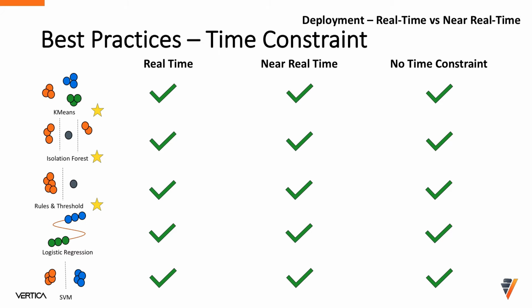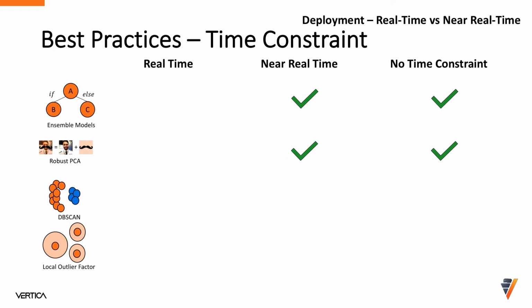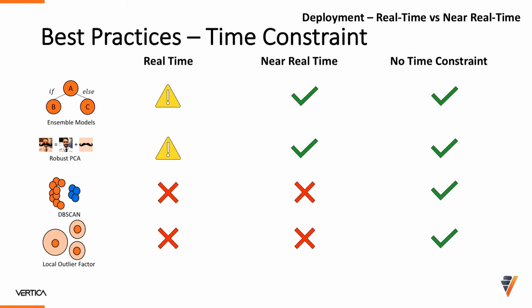because of their nature. Robust PCA and most of the ensemble techniques can also be used in all kinds of use cases. However, depending on the number of trees and their depth for ensemble methods and the number of components for robust PCA, the computations can be expensive. That's why we need to be careful when trying to use these models for real-time use cases. The most expensive techniques could be harder to deploy. That's why DBSCAN clustering or local outlier factor cannot be used for real-time or near real-time use cases.